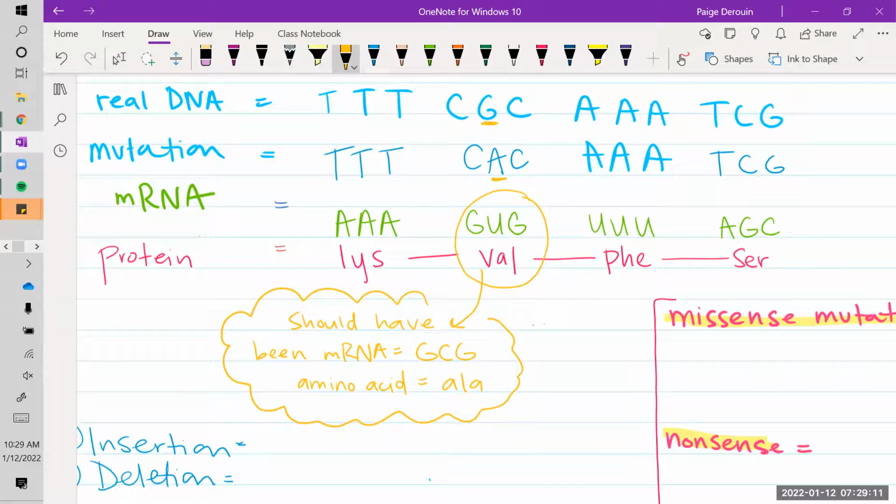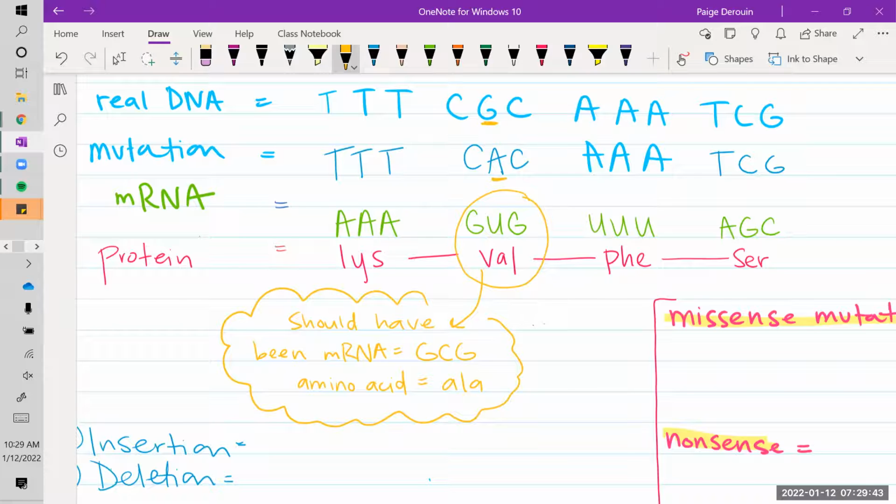Have you guys heard of that? If you haven't, sickle cell anemia is a genetic blood disorder, and instead of people's blood cells being donuts, they're shaped like crescent moons, and they can hook onto each other and cause painful blood clots for those people. And it's only because in their DNA, they should have had a G, but instead they have an A. And that's what causes it. So a little change like this can make a big difference and a big impact on someone's life.